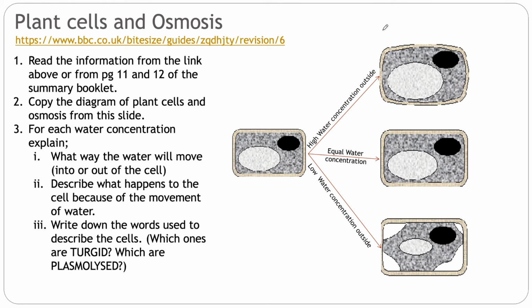The cell wall is fairly rigid though, and it's strong enough to resist this pressure, so it does prevent the cell from bursting. And how we describe this cell here is turgid.